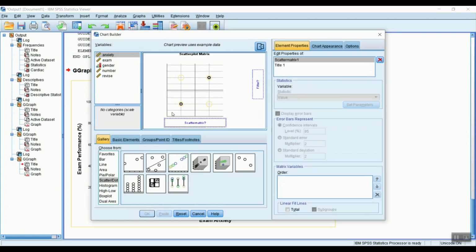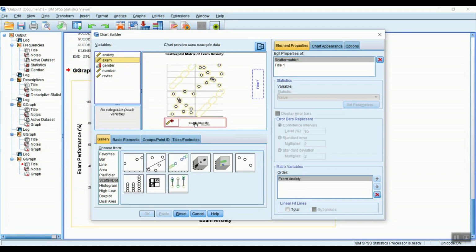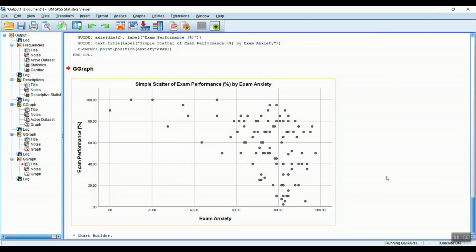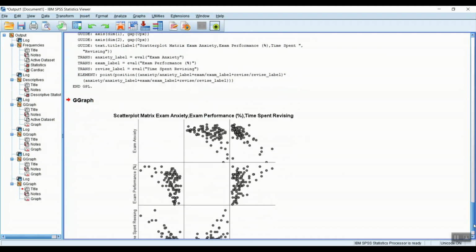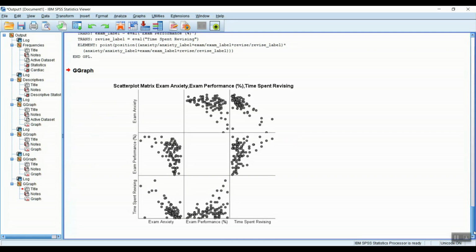And we just drag the variables that we're interested in to the bottom. So we want anxiety, we want exam performance, and we want revise, which is time spent revising. And this time we'll click on OK. All the other options are OK. And we'll see the graph here. Now this obviously looks much more complicated, and you can see just by bringing three variables into the situation, it does become more complicated because they can all affect each other.